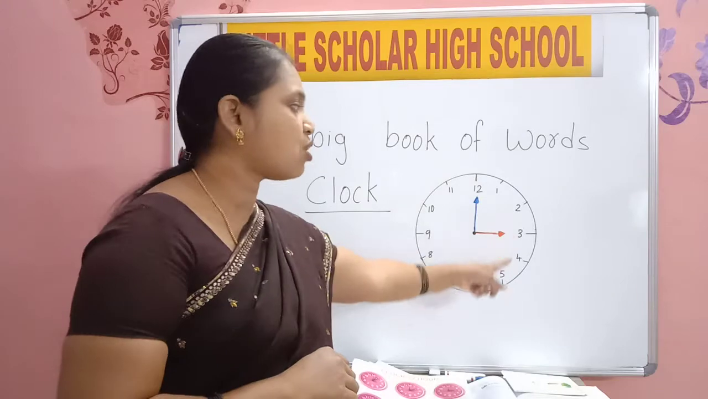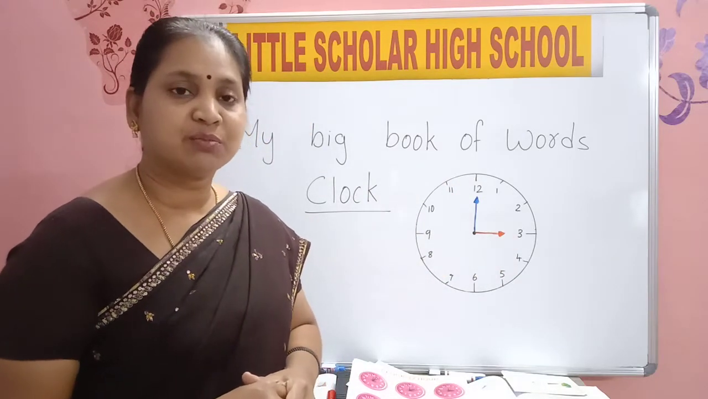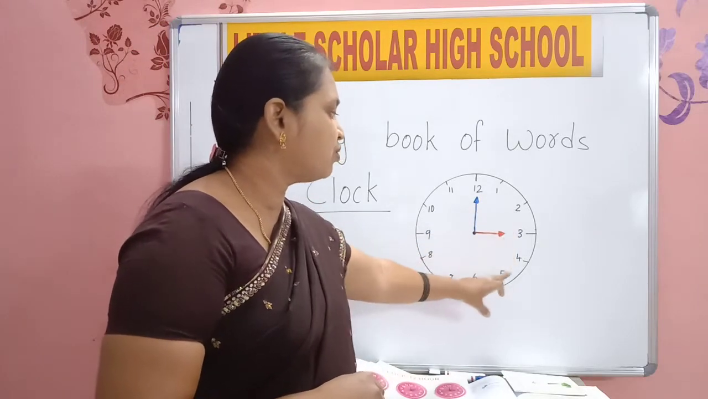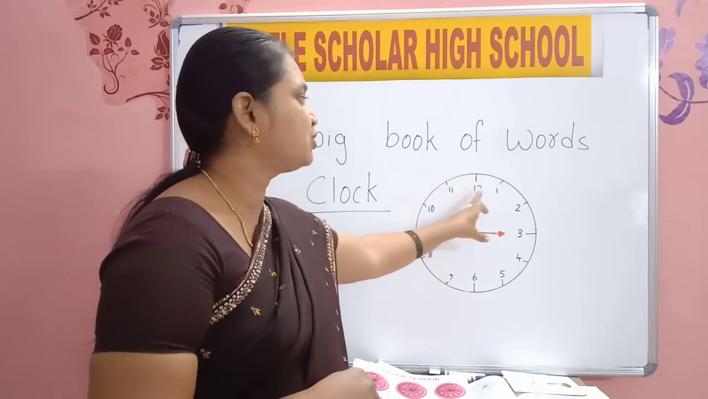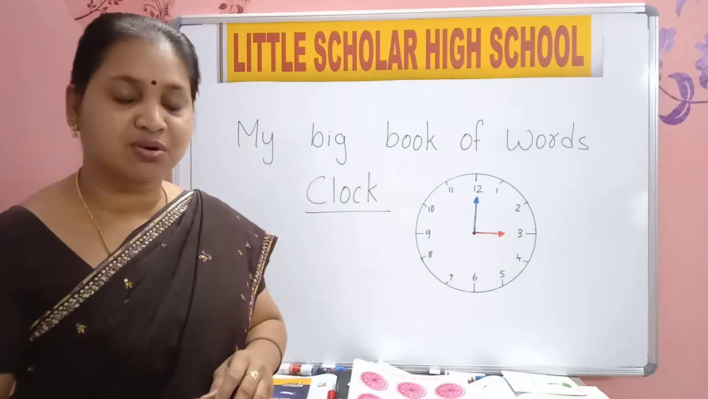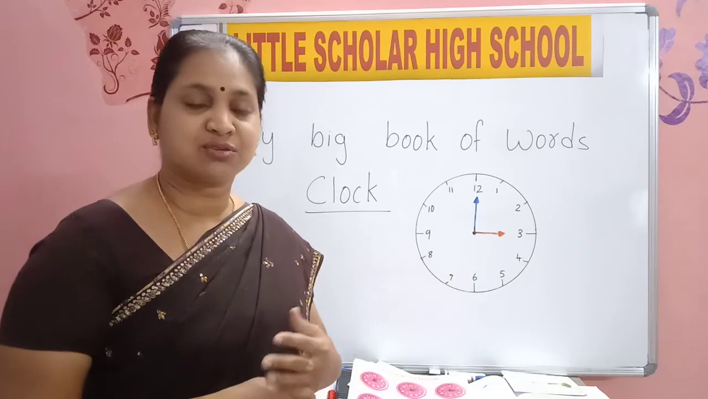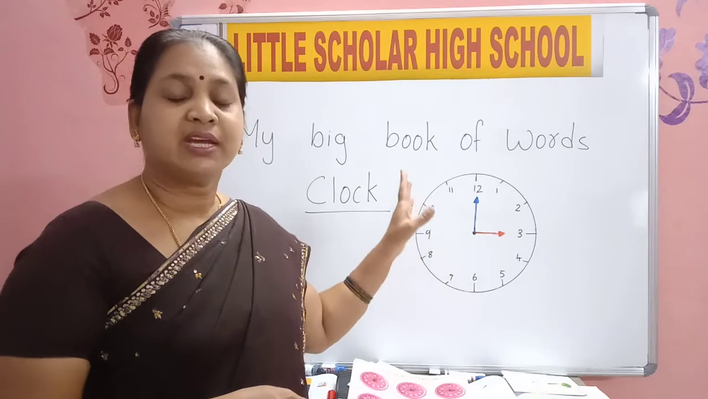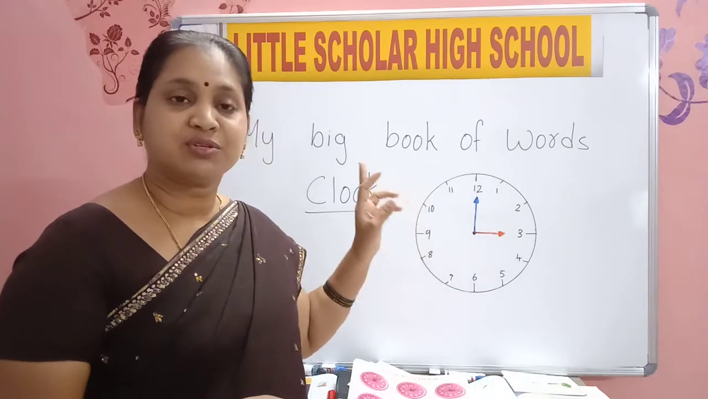So in this clock, how many numbers can you see on the board? 12 numbers. Yes, 1, 2, 3, 4, 5, 6, 7, 8, 9, 10, 11, 12. So total 12 numbers are there in the clock. You see in your clock also. At home we have clocks, we keep 2, 3 clocks. In each room we keep one clock. So every clock will have 1 to 12 numbers.